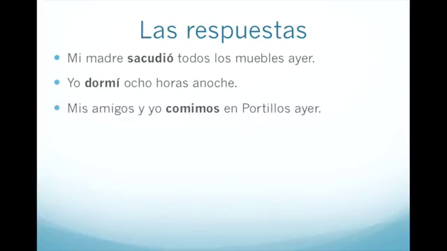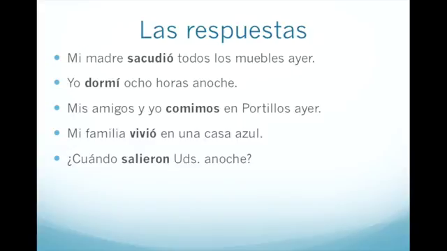Mis amigos y yo comimos en Portillo's ayer. My friends and I ate at Portillo's yesterday. Mi familia vivió en una casa azul. My family lived in a blue house. ¿Y cuándo salieron ustedes anoche? When did you all leave last night? So again, our endings for ER and IR verbs are iste, io, imos, istes, and ieron.